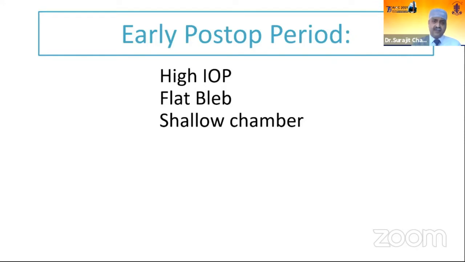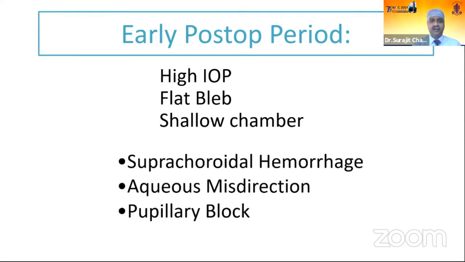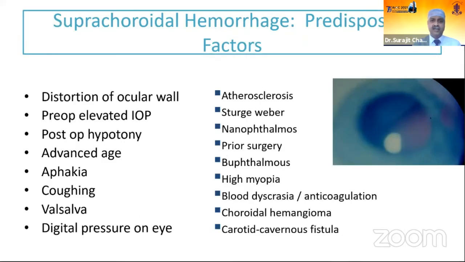Well, when there is high intraocular pressure with a flat bleb and shallow anterior chamber, think of these three entities: suprachoroidal hemorrhage, aqueous misdirection, and pupillary block. And these are the risk factors, the predisposing factors for suprachoroidal hemorrhage. In these conditions, you have to be very careful while treating.